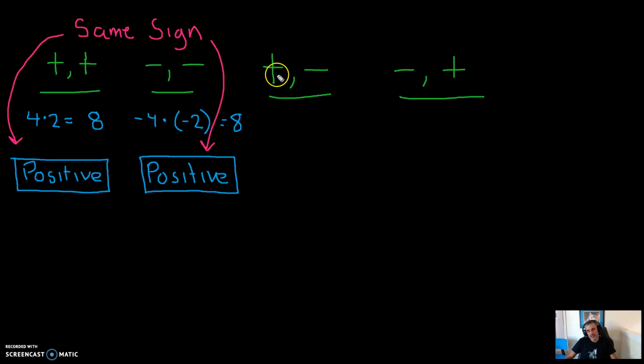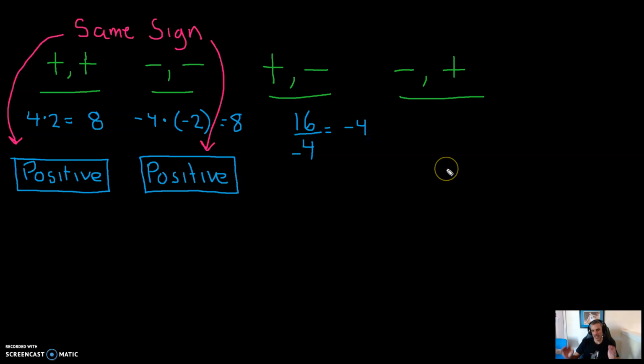All right, here I have a positive times a negative. Or maybe I'll use division this time. My positive's on top, so I'll do 16 divided by negative 4. So I have a positive on top, and I'm dividing by a negative. So when I have a positive divided by a negative, my answer is going to be negative.